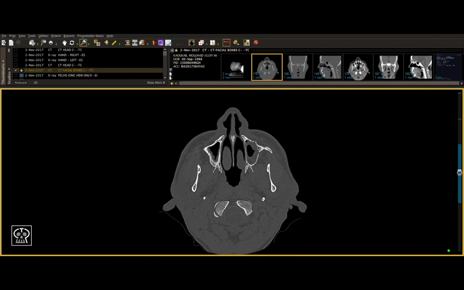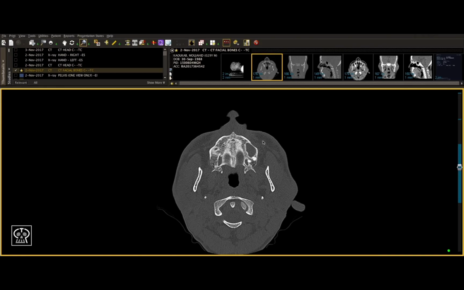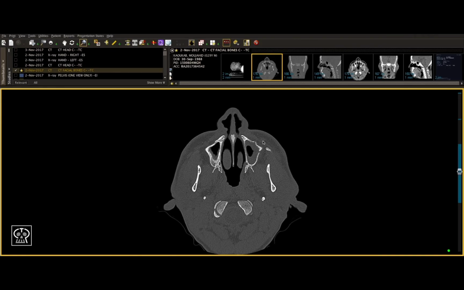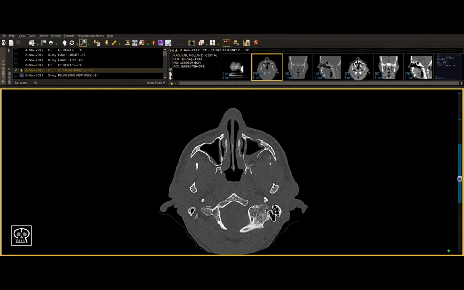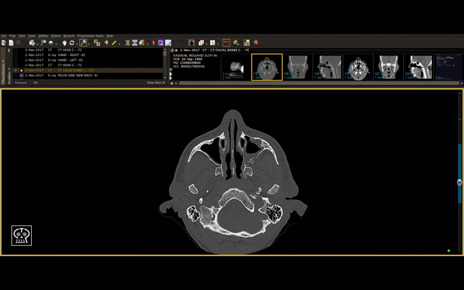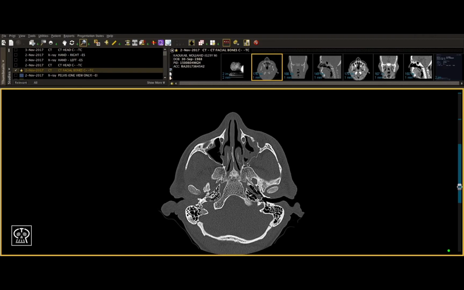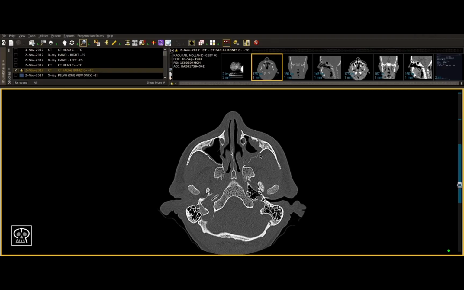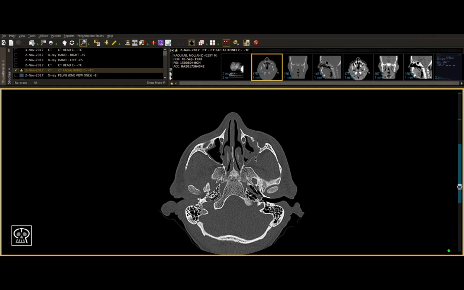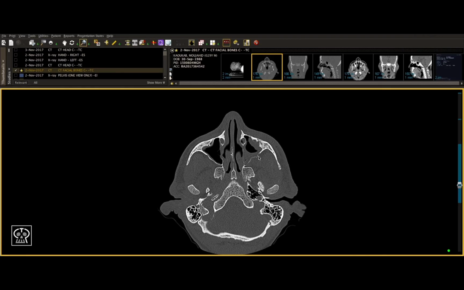For comparison's sake, you can always look at the opposing side and notice how smooth this wall is compared to this side. After looking at the anterior wall of the sinus, it's always important to look at the posterior lateral wall of the maxillary sinus here. As we scroll through, we can see another defect here. It becomes more clear as we go further up. This shows a clear fracture in the posterior lateral wall of the left maxillary sinus.